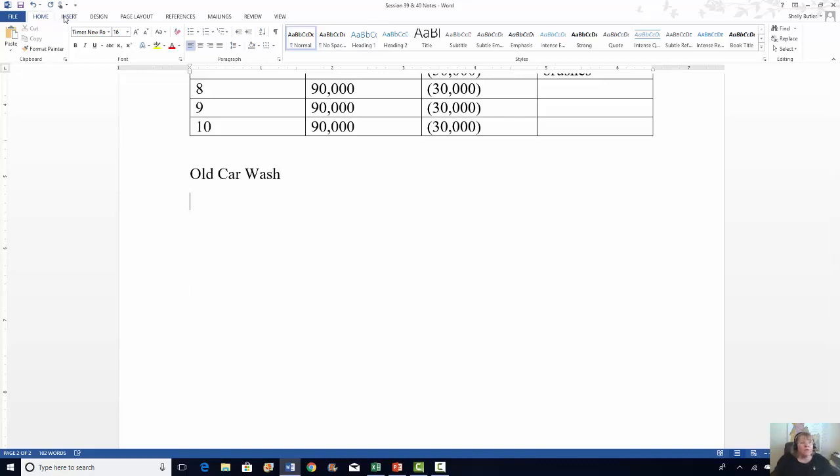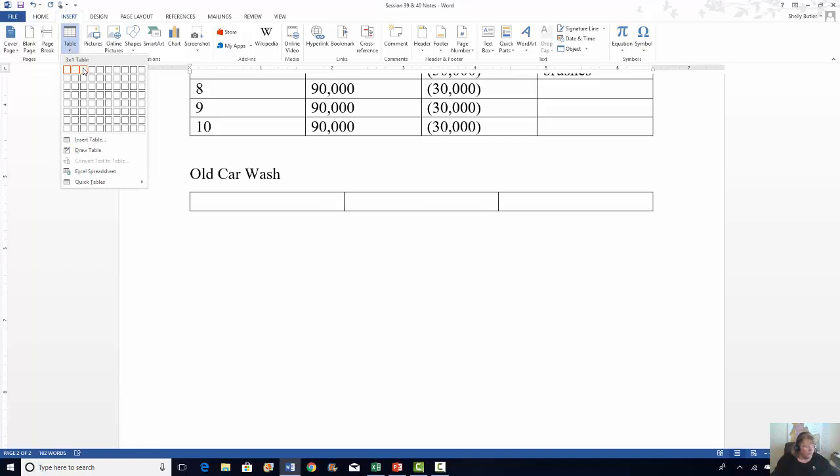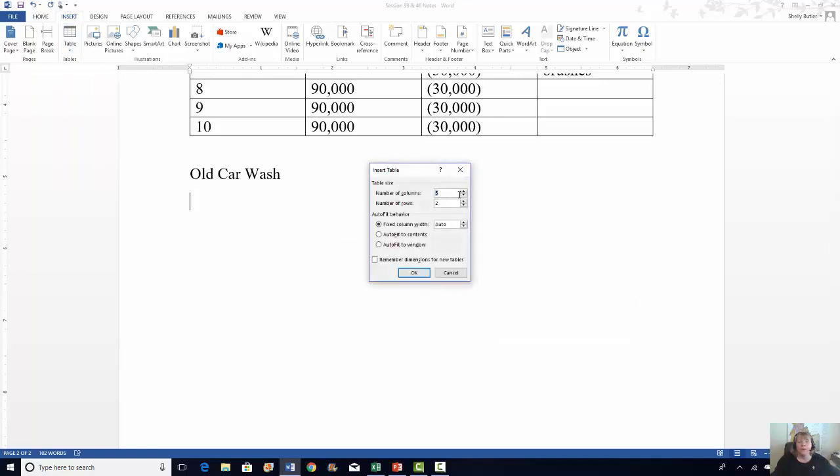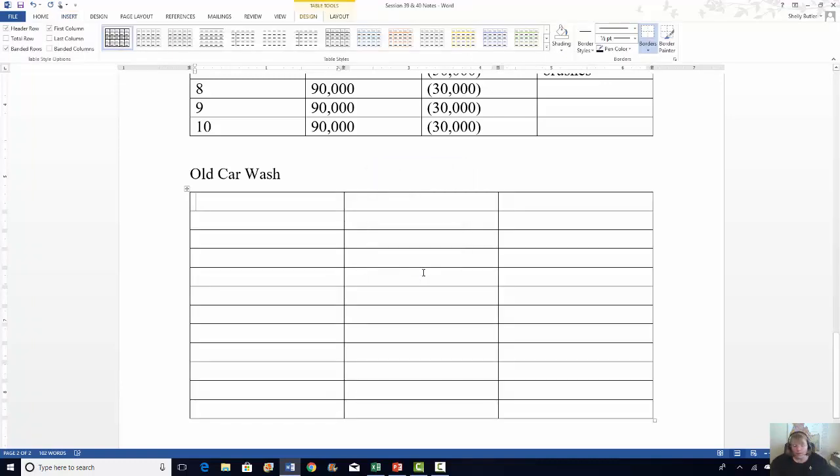Okay, and we need another table. 3 by 12. Nope, this way. Okay, so again, we have the year, and the revenue, and the expenses.